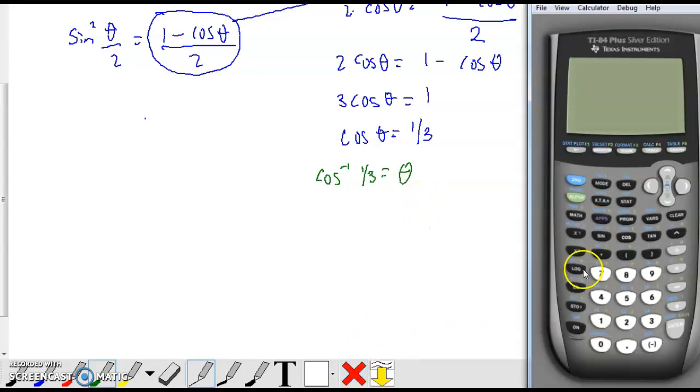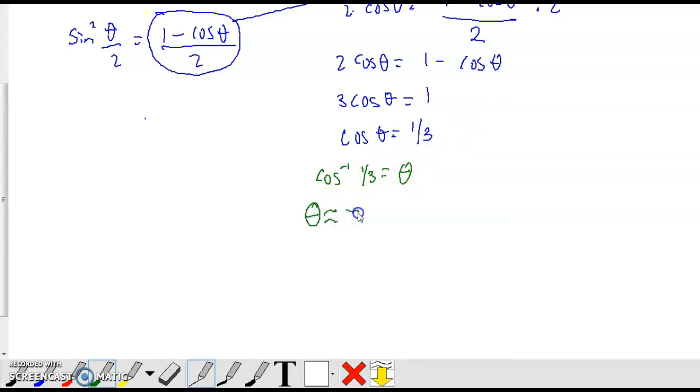Let's plug it into our calculator. Again, I'm in degree mode. I'm going to say inverse cosine of 1/3, and don't type it in as 0.3 with a bar over it, because we can't. I get 70.5, and let's round to just 1 decimal. So theta is about 70.5 degrees for our first solution.